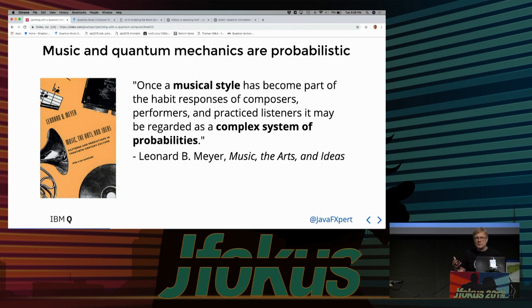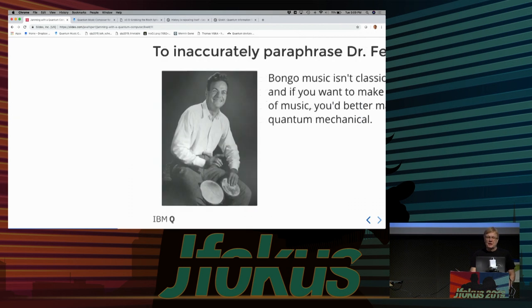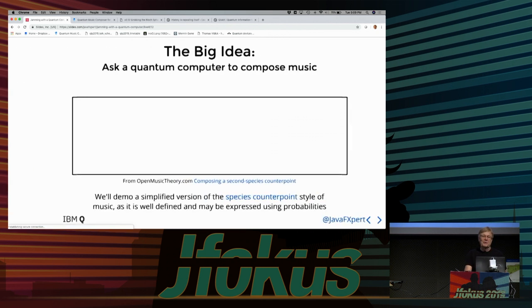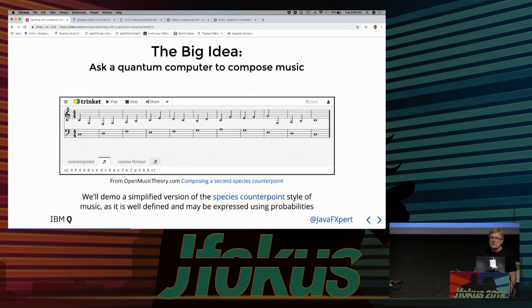So if you think about a musical style that you like, as you're listening to it, sometimes when you hear one note or a series of notes, you can anticipate what the next note might be, or some of the possibilities. And so they're probabilistic. And so to inaccurately paraphrase Dr. Feynman, bongo music isn't classical. And if you want to make a simulation of music, you better make it quantum mechanical. So the big idea then is to ask a quantum computer to compose music.